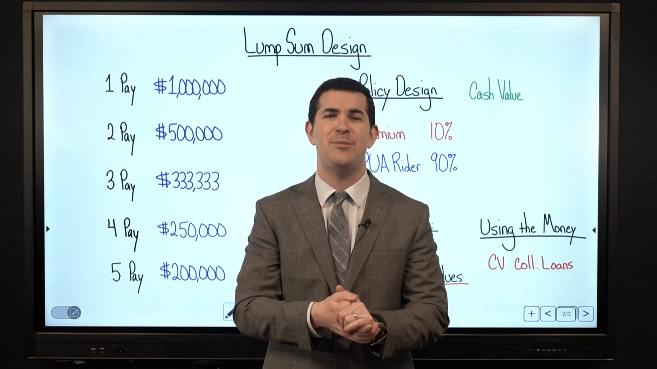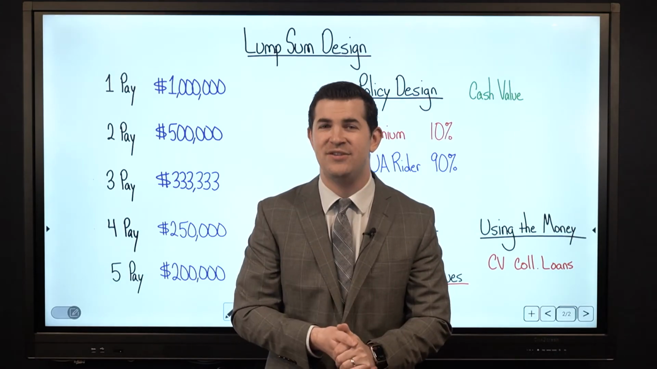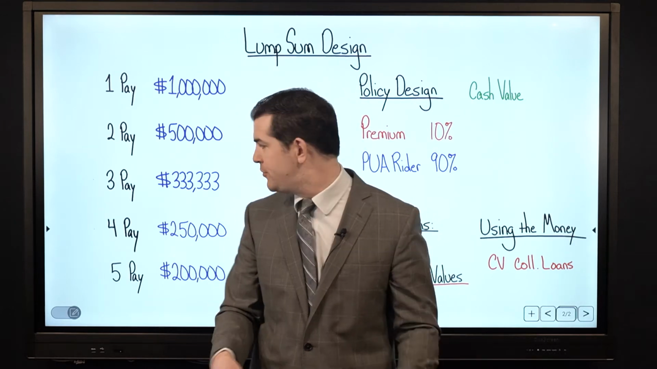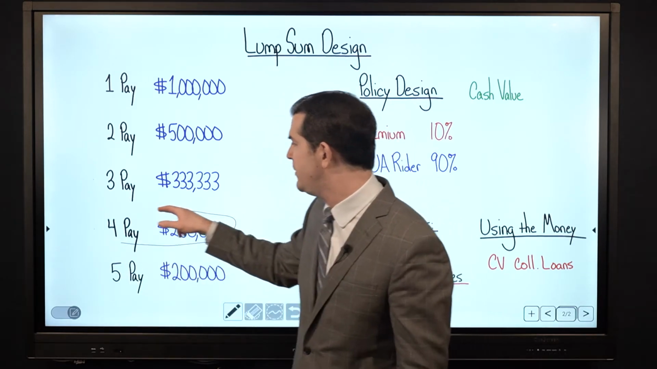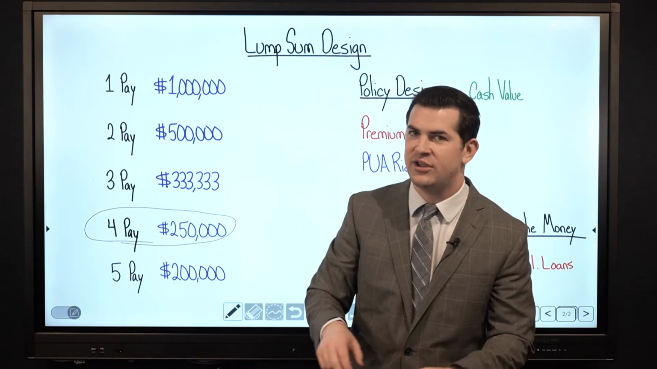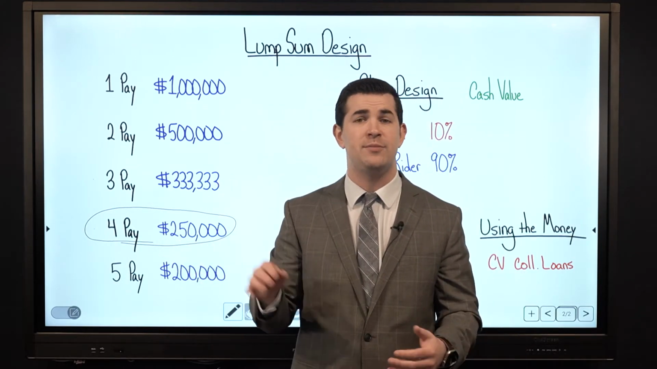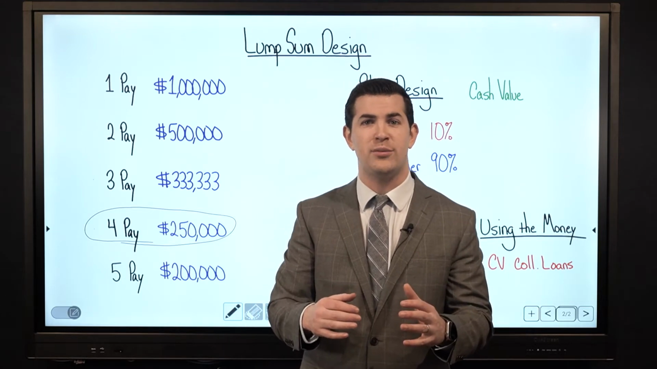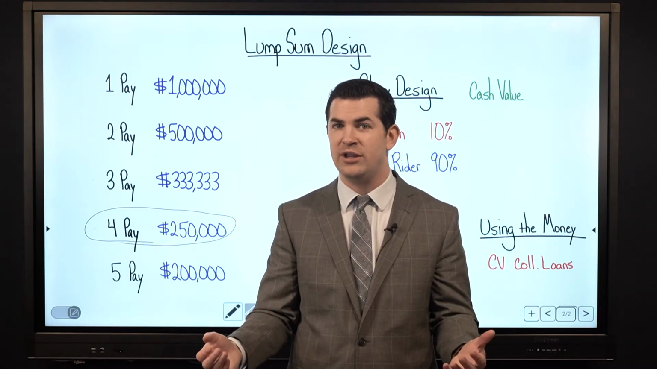All right, time to put the money in action. In this video, we are going to examine the most optimal lump sum funding scenario, which was the 4-pay option, the $1 million you wanted to pay into the policy spread out over 4 payments, $250,000 per year, examining the internal rate of return, both on the guaranteed and non-guaranteed values.